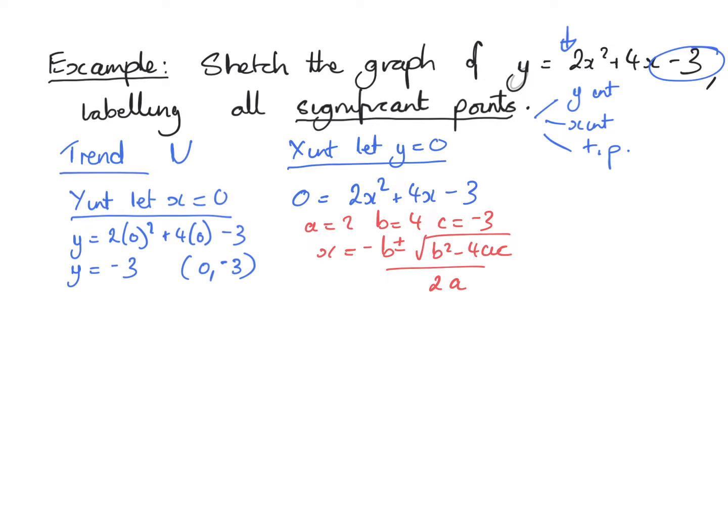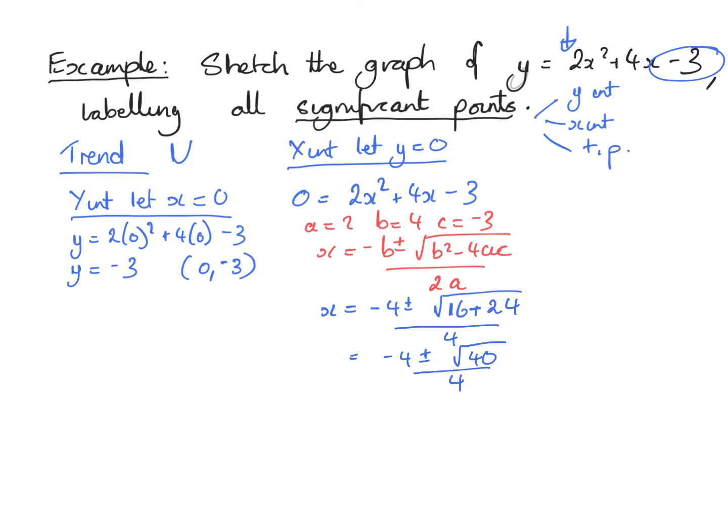I'm going to substitute in now, and I get x is equal to minus 4 plus or minus the square root of 16 minus 4 times 2, which is minus 8, times minus 3, which is positive 24, over 2a, which is 2 times 2, which is 4. So tidying that up, I get minus 4 plus or minus the square root of 40 on 4.